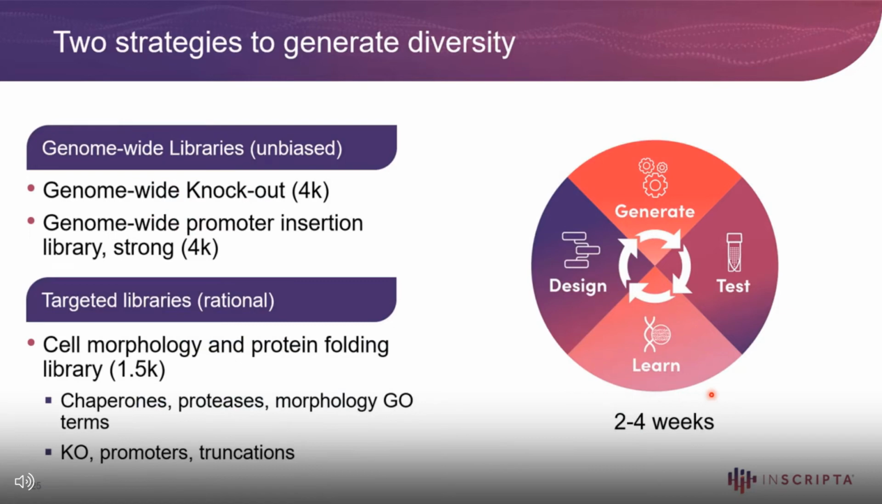And again, we fell back to these two strategies to generate diversity. And you're going to hear this over and over again, and we use it for many projects, where we wanted to do an unbiased approach, which is genome-wide libraries. And then we also wanted to do a rational approach, which is targeted libraries, targeting genes that we think might be important for heterologous protein production in E. coli. So we did a genome-wide knockout library, knocking out every gene in E. coli. This was about 4,000 edits contained within that library.